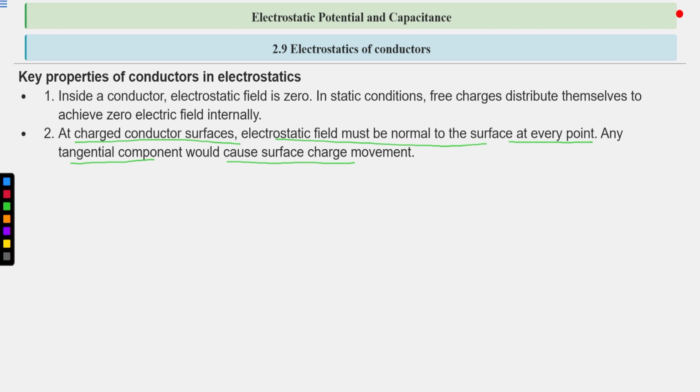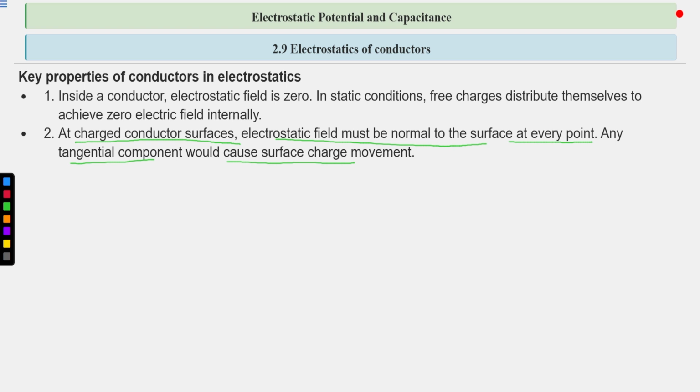If it is at some angle other than 90 degrees, less than or greater than, it will result in two components. One component is perpendicular to the surface, one component is tangential to the surface. The tangential component will result in the movement of charges on the surface, which is not required because we are dealing with static conditions, static charges, electrostatic. So if there is a tangential component of electric field, then there will be movement of charges on the surface and there will be current.